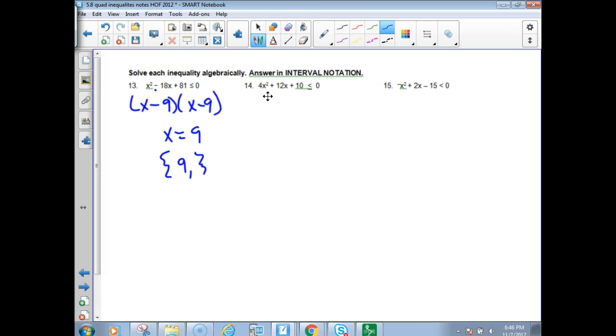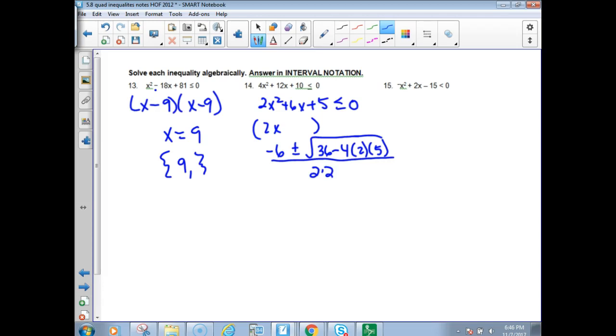Okay, this one we can first divide everything by 2, which would give you 2x squared plus 6x plus 5 is less than or equal to 0. And then let's see about factoring this thing. It does not factor. Yuck. Okay, which means we'd have to do the quadratic formula. The opposite of b, plus or minus the square root of b squared, which would be 36, minus 4 times a, which is 2, times c, which is 5, all over 2a. 2 times 2 would be 4. We get negative 6 plus or minus the square root of 36 minus 40, over 4.